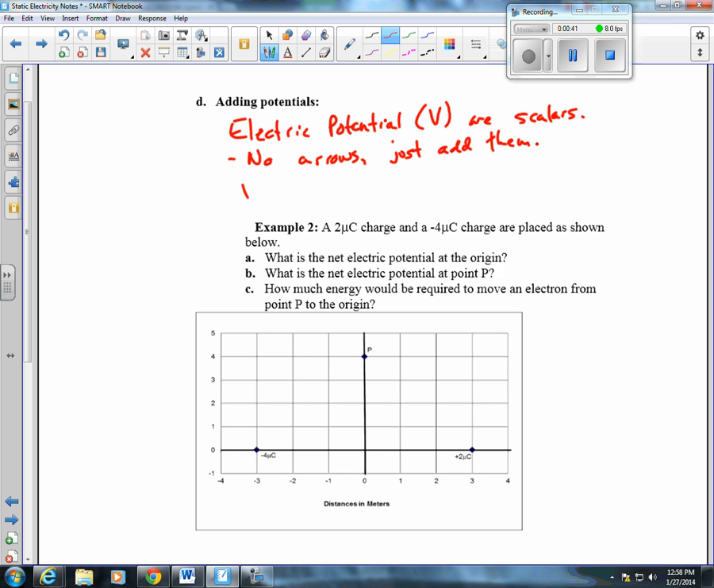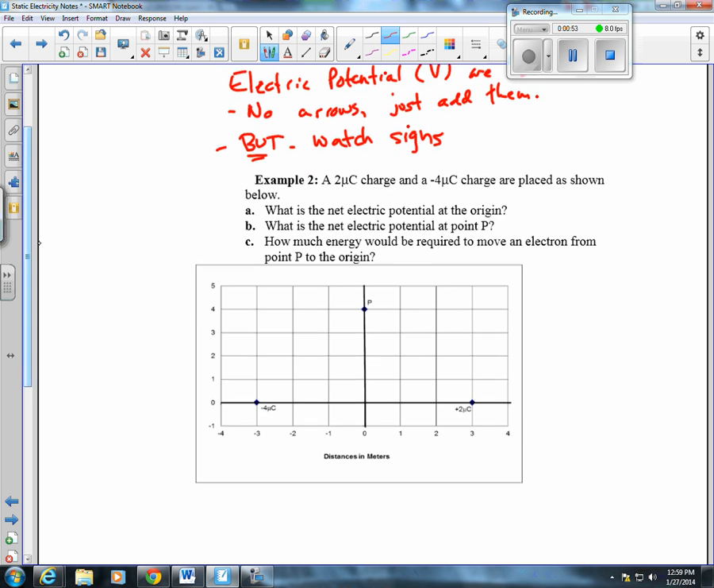But you have to watch the signs. I am careless with my signs for a lot of things, but the one place you can't be careless with signs is with electric potentials, because being positive or negative makes a big difference. So we have an example here.